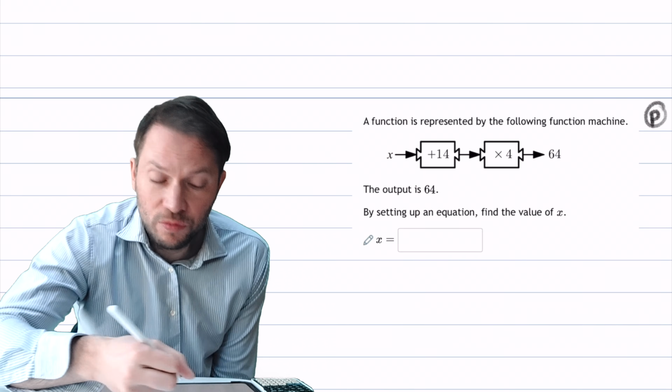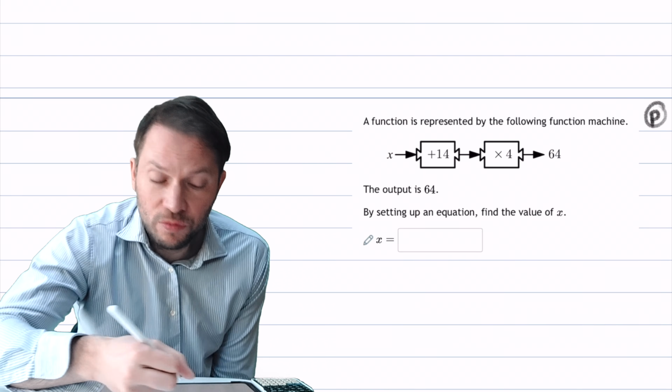So we could say what times by 4 is 64? Well, we can just do 64 divided by 4 to go backwards, and 64 divided by 4 is equal to 16. And then we say, what add 14 is 16? Well, we can work backwards by undoing that plus 14. So 16 minus 14 is 2. So we know that x is going to be 2, and that's the answer.